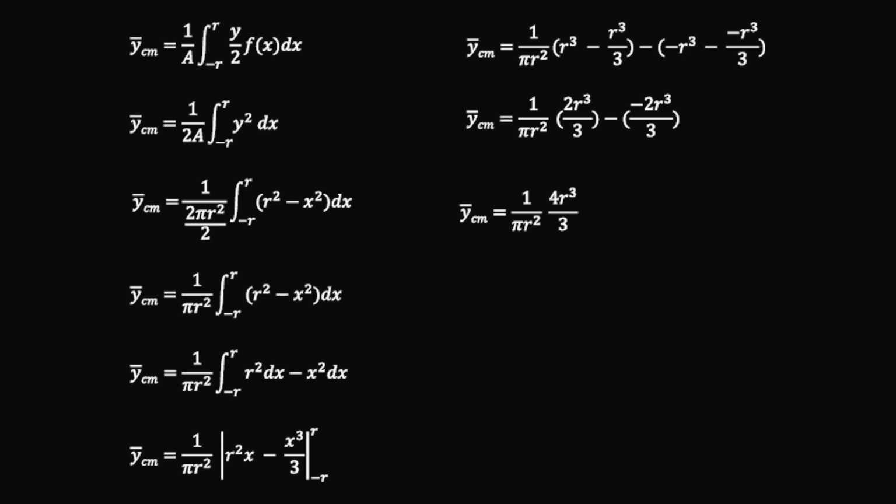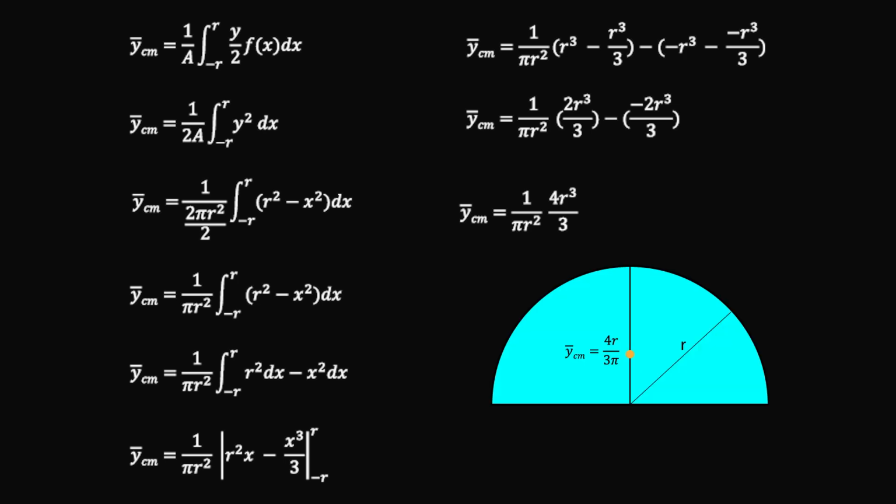And you can go through the simple steps yourself, I'm assuming you'll know that, and then you have the expression for the semicircle centre of mass, which in this case will be 0, 4 over 3 times r over pi.